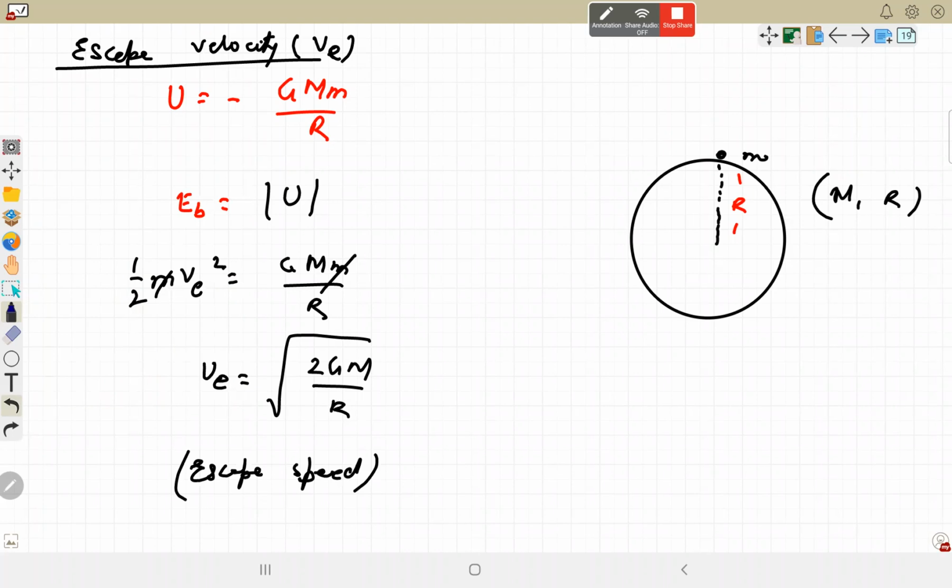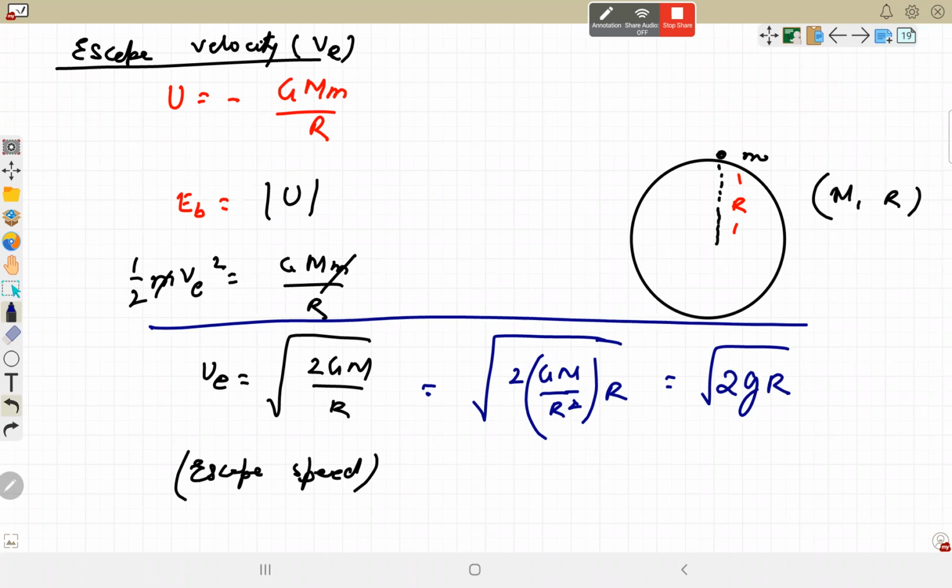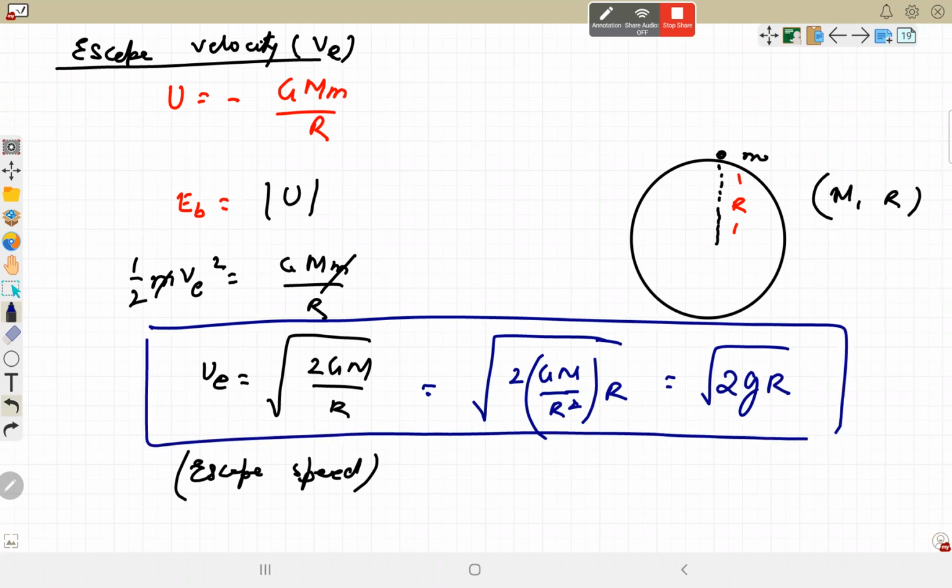Right? Yes, sir. Multiply the top and bottom by r, so root of 2GM by r square into r, and that will become root 2 g into R. This becomes 11.2 kilometer per second, and the same will be for all the planets. For any other planet also, the value will be different, but for earth it is 11.2 kilometer per second. So if any particle is projected with a speed 11.2 km per second, it will not come back on the earth. It will reach infinity. So escape velocity is that velocity which on providing to any particle, it goes to infinity, it doesn't come back.